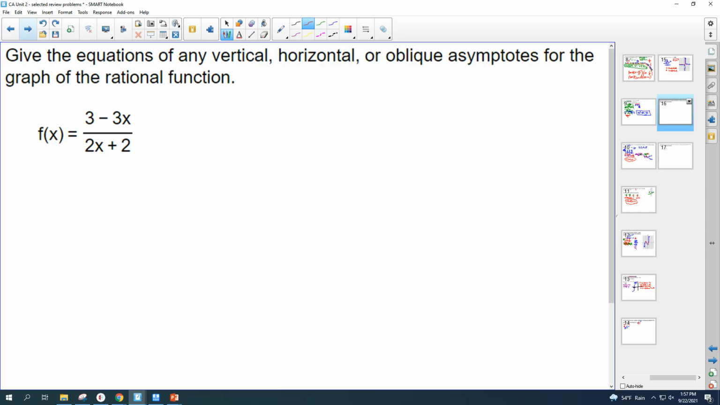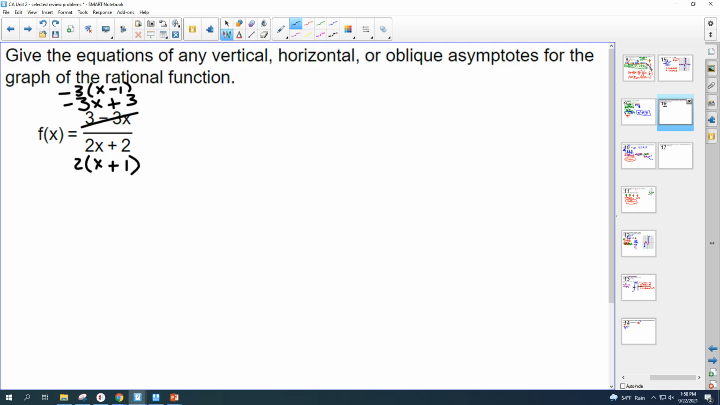Next, give me the asymptotes again. It's kind of weird that they switched this one around backwards, but I would rewrite this as negative 3x plus 3. We might need to factor. If I factor out a negative 3, that would give me x minus 1. And if I factor out a 2, that gives me x plus 1. I thought maybe something was going to cancel, but it doesn't cancel.